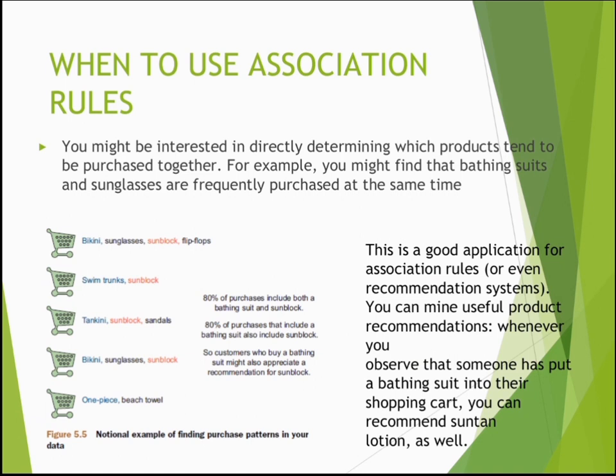When to use association rules? Sometimes we might be interested in directly determining which products tend to be purchased together. For example, you might find that bathing suits and sunglasses are frequently purchased at the same time. This is a good application for association rules or even recommendation systems. We can mine useful product recommendations whenever we observe that someone has put a bathing suit into their shopping cart. At that time, we can recommend suntan lotion as well.